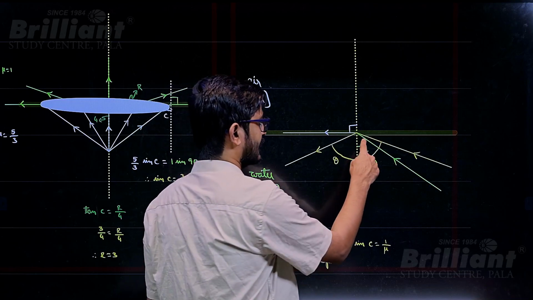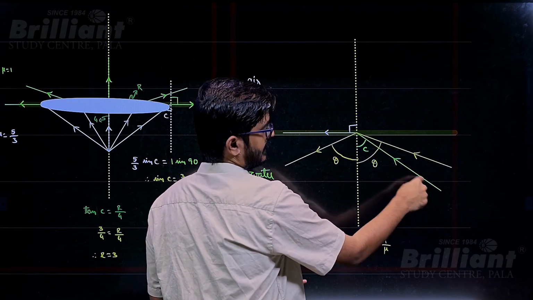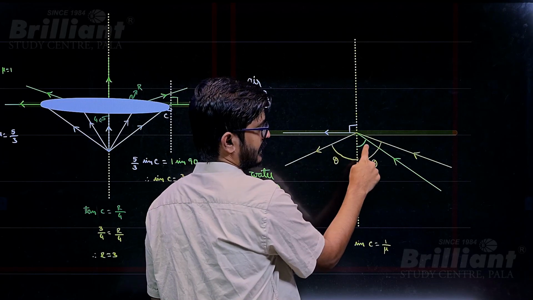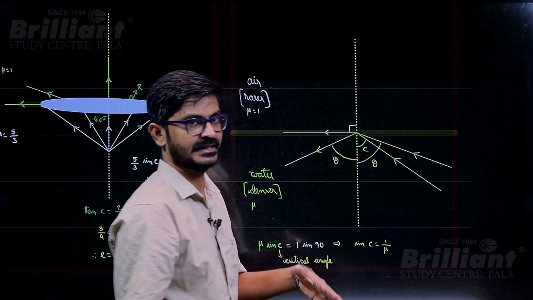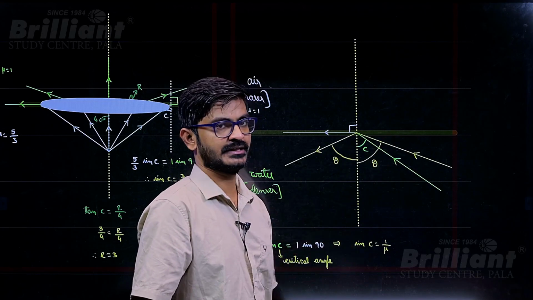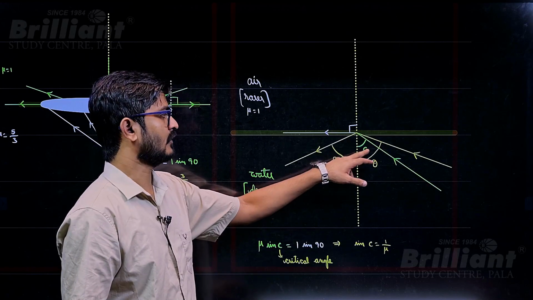So basically this angle is important for us. For some particular angle of incidence, the refracted ray will be grazing. That angle of incidence is called the critical angle. If you send the ray with more than the critical angle, it will be totally internally reflected back. So that's the idea. Now how to find this critical angle?